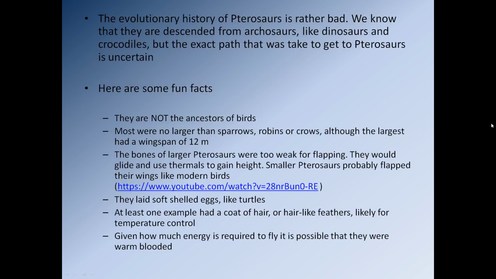So a thermal is an area of the atmosphere where warm air is rising. And so as that warm air rises, what would happen is the pterosaurs would essentially get into that column of warm air, and it would help to carry them up higher into the atmosphere, just like modern albatrosses do.